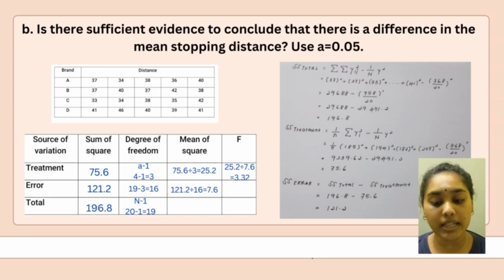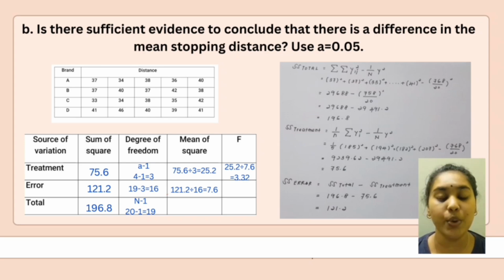So how do we calculate SS total? When you calculate SS total, you have to use all the numbers that are provided in the table. You take 37 until the last number, 41. Each number you put in brackets and square, then add. Lastly, there is 768, which is the total of all the distances, divided by 20. The 20 is because we have 4 brands and 5 distances each, 4 times 5 is 20, the total number of values on the table. When we calculate, we get SS total is 196.8.